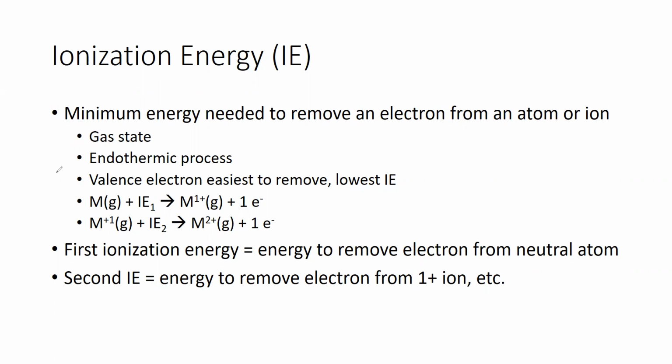You also have different ionization energies called the first ionization energy, second, third, fourth, and so on. These are just how many electrons you have removed, I guess is the best way to put it. The first ionization energy is the energy it takes to remove one electron. The second ionization energy is the energy it takes to remove a second electron. The third ionization energy is the energy it takes to remove a third electron.